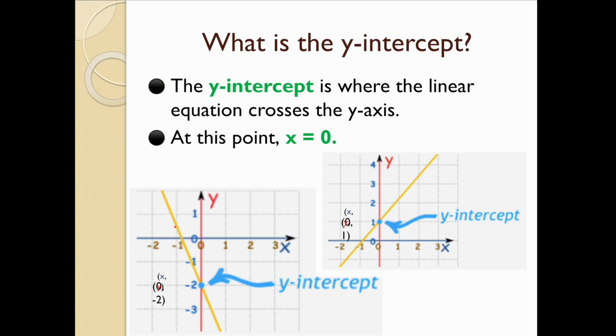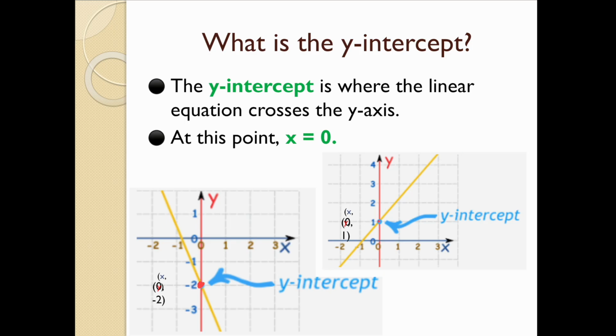You see this first diagram here, we see that this coordinate here is 0, negative 2. All right, 0, negative 2. So what happens here is that the yellow line crosses the y-axis at negative 2. Y'all following me? So the y-intercept is negative 2. Now, let's look over here. What is the y-intercept for this one here?